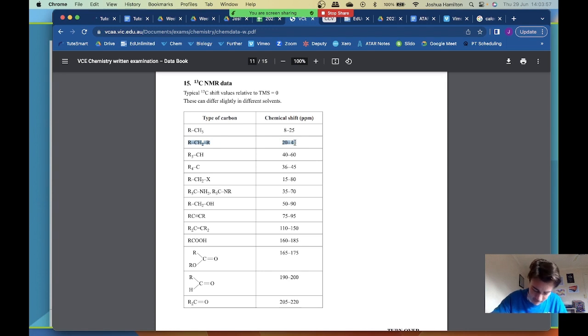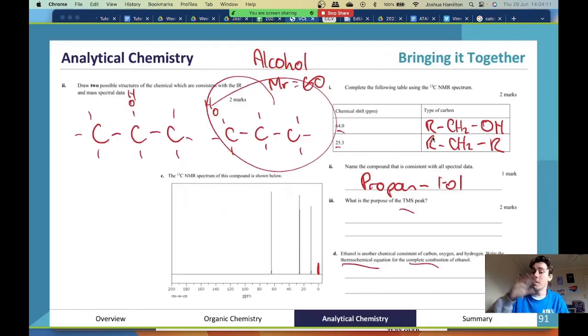So name the compound that's consistent with it. Well, it's going to be propan-1-ol. And then what is the purpose of the TMS peak, and ethanol, and what is the complete combustion? I'm going to leave these questions to you. You're welcome to have a look at them if you'd like. What is the purpose of the TMS peak? It's used as a standard, and then you can go through and do the second part there.